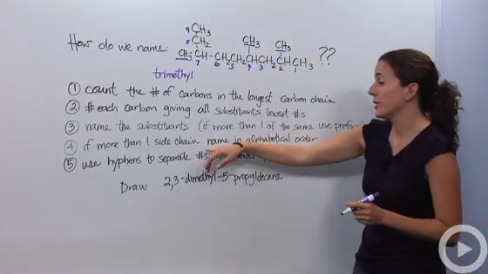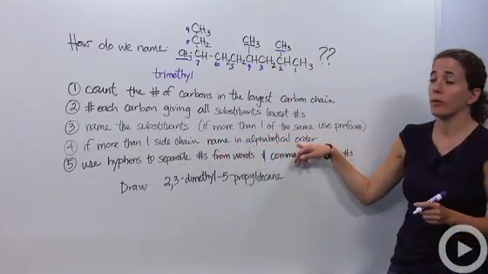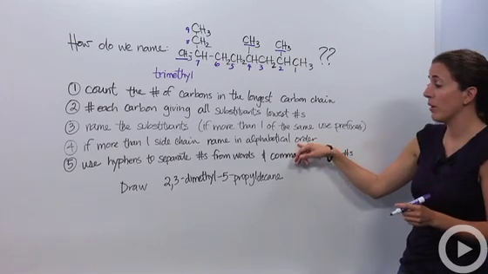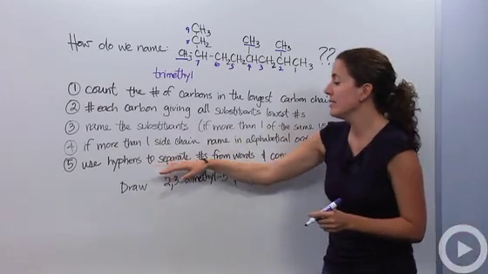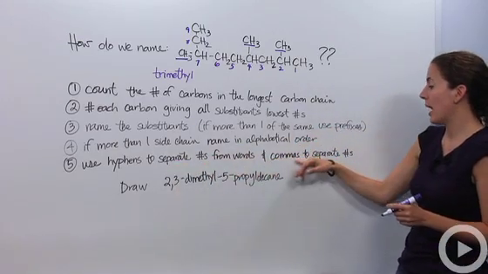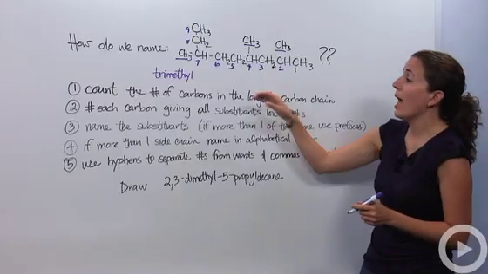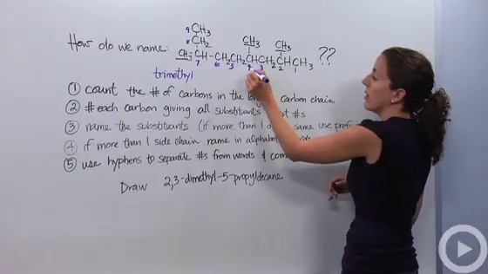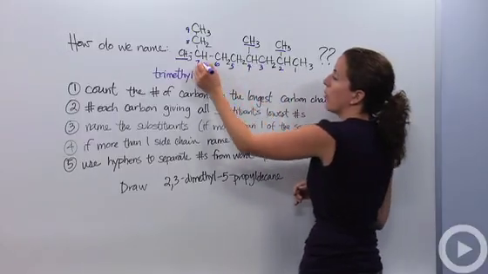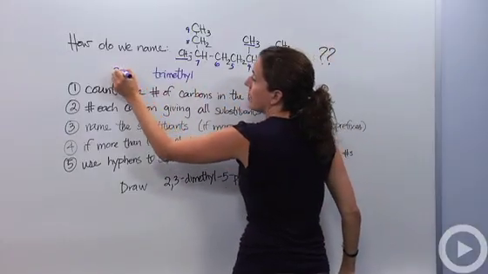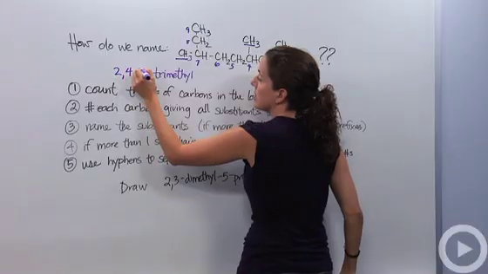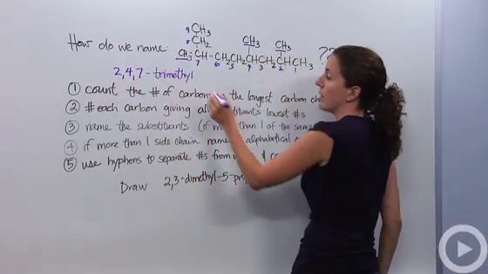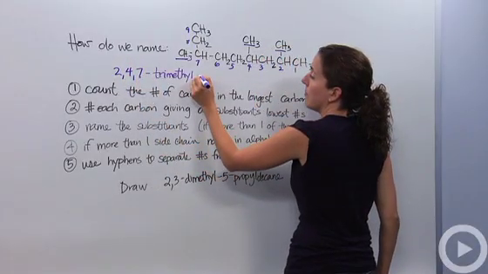If we have more than one side chain, name in alphabetical order. We don't have more than one side chain in this example, so we can skip this idea. Use hyphens to separate the numbers from words and commas to separate the numbers. Okay, we have to figure out where these 3 methyl groups are. One's at carbon 2, one's at carbon 4, and one's at carbon 7. So we're going to say 2,4,7-trimethyl, and what is this?